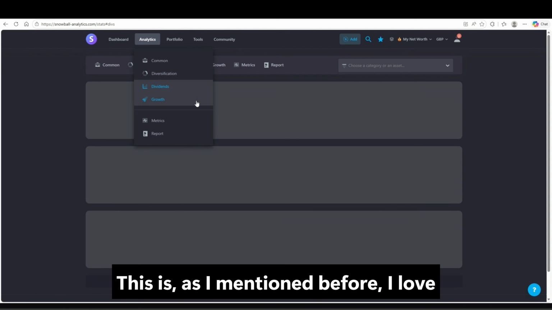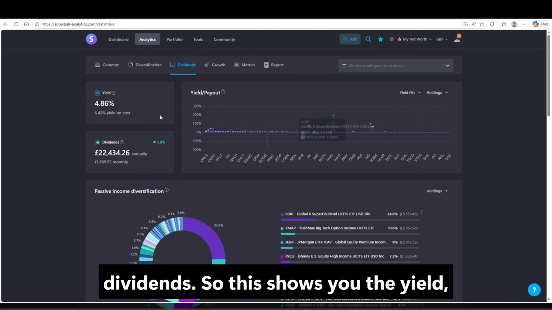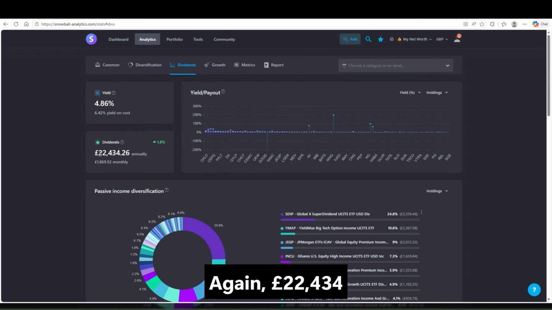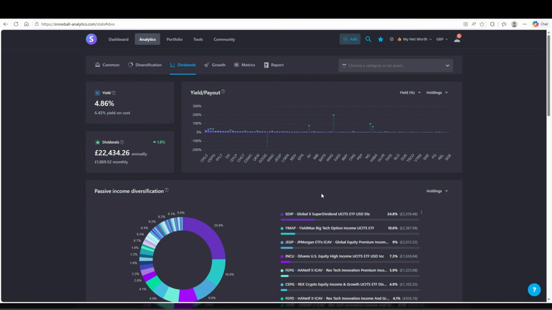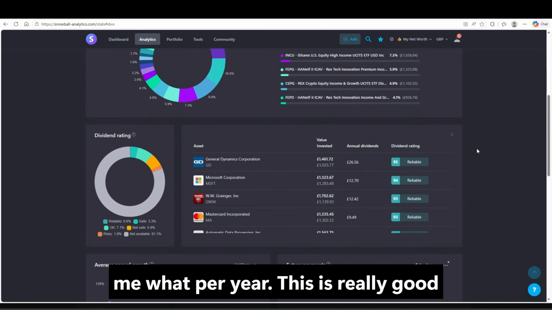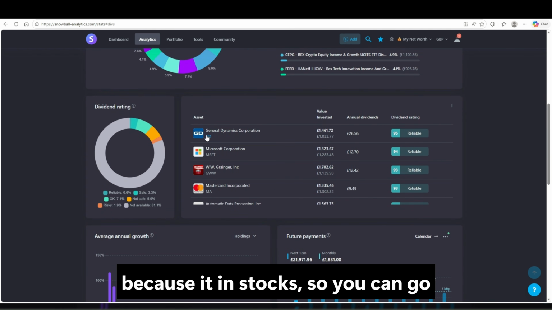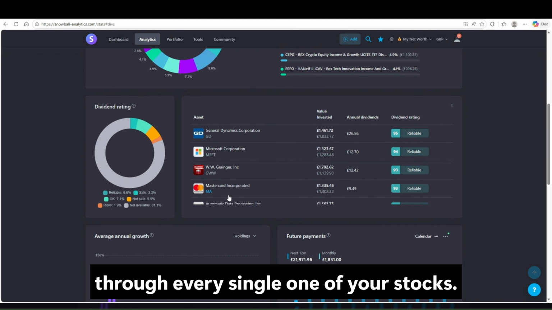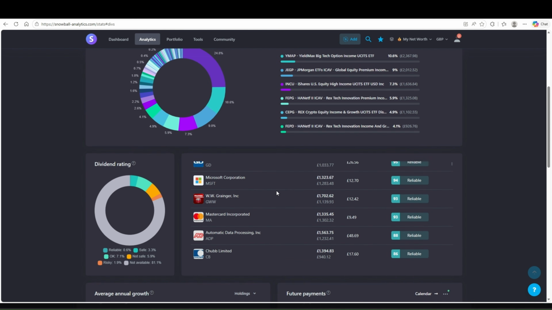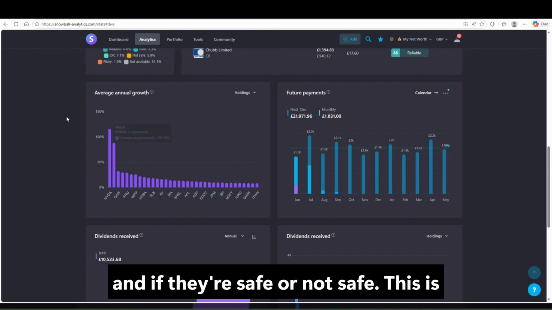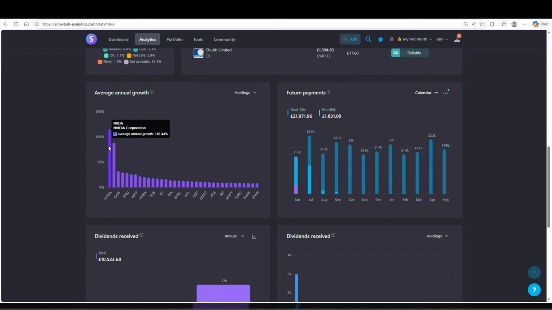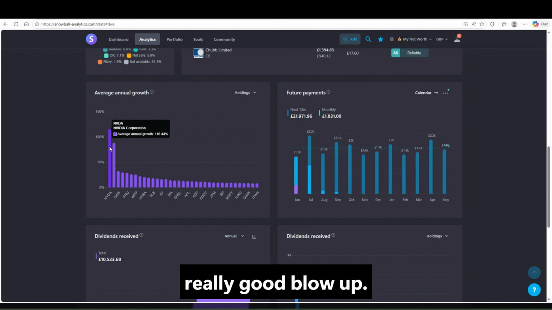This is, as I mentioned before, I love dividends, so this just shows you the yield, the payout, all these different funds. Again, 22,434 yearly. Which funds are paying me what per year? This is really good because in stocks, you can go through every single one of your stocks. It tells you how reliable it is and if they're safe or not safe. This is your average annual growth. Obviously, Nvidia has had a really good blow up.